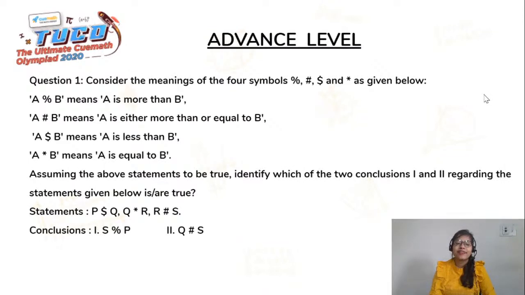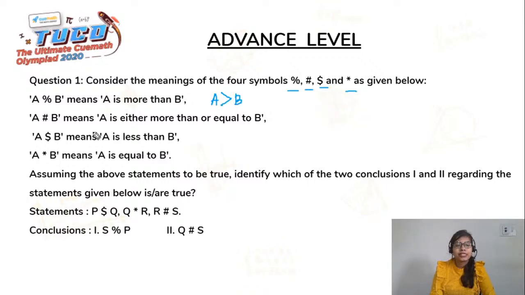So here goes our advanced level questions. Everybody, please focus. So here goes our first question. Consider the meanings of the 4 symbols percentage, hash, dollar and star as given below. So A percentage B basically means that A is more than B. So let me keep writing. A is more than B.